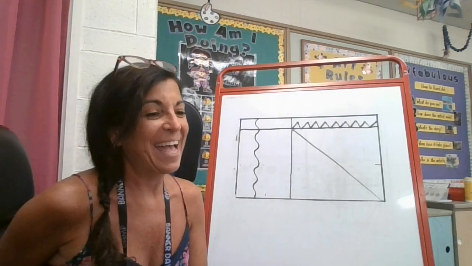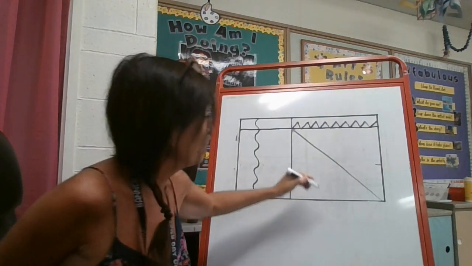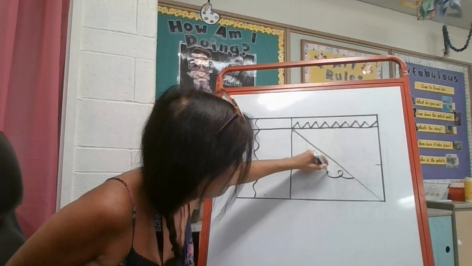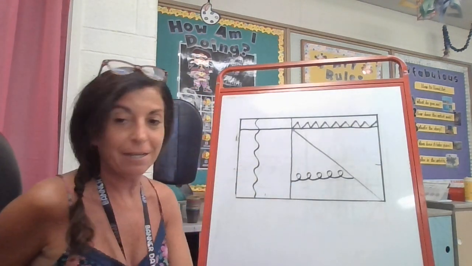Now we're going to add a curly line. That's the one with the loops. I'm going to start here, and I'm going to add my curly line. You can put yours wherever you'd like.